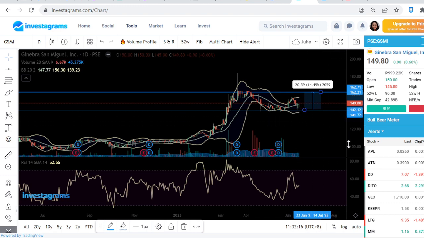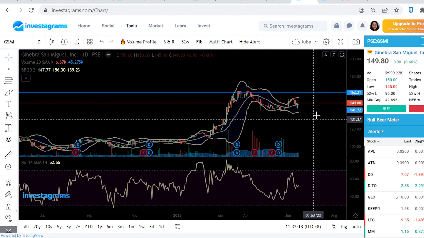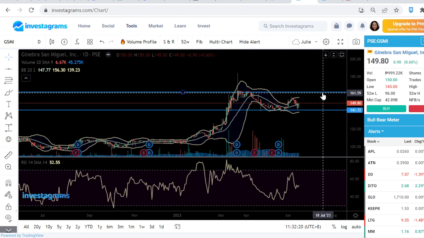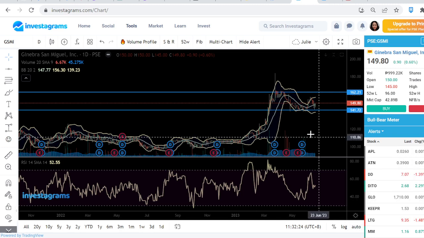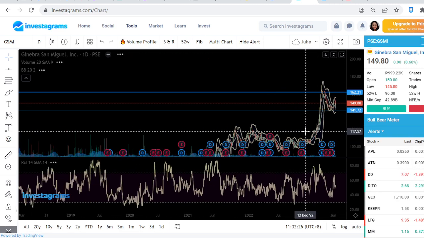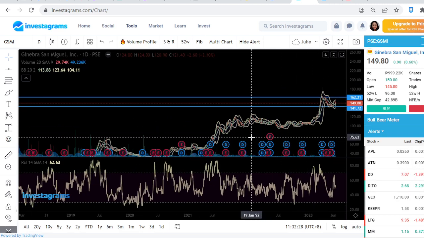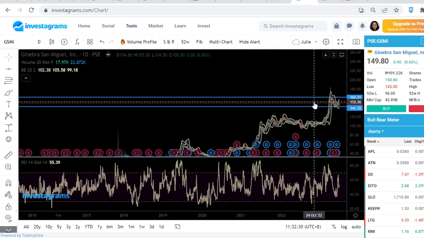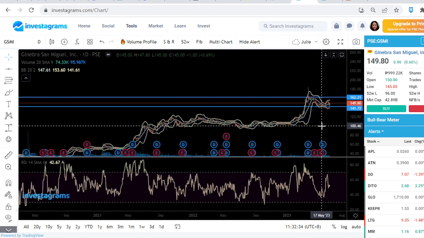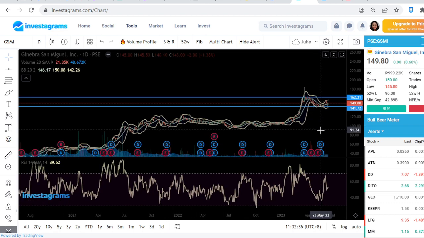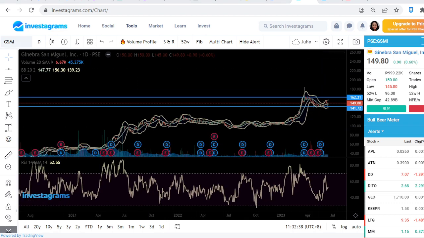Support natin is 141. Ito, 141.72. Resistance is 162. Okay, so not best for position trading kasi yun nga, maakyat na siya, medyo nasa mataas na level siya. Range trade lang. Next is Meralco.